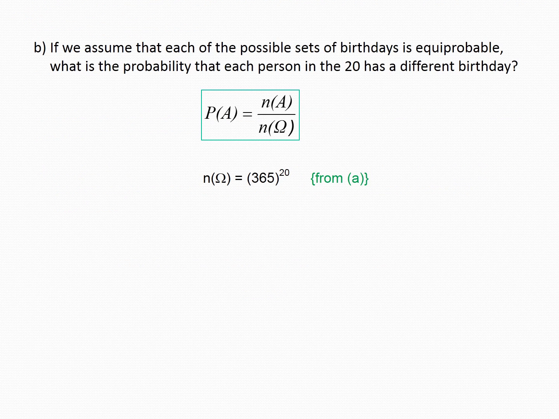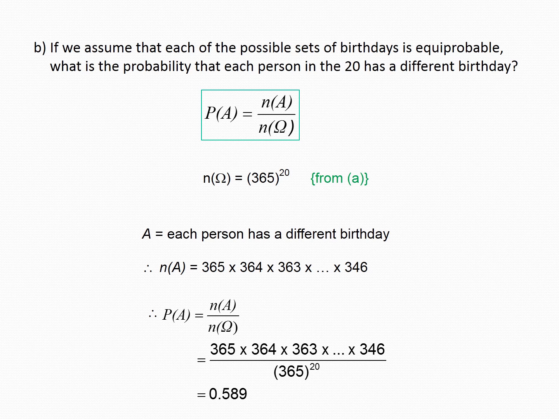The second part of the question, they assume that all the outcomes have an equal chance of occurring, and they want to know the probability that each person of the 20 has a different birthday. In part 1, we said this is the formula for calculating the probability of an event A. Now, in part A of the question, we already calculated the number of outcomes in our sample space. So now we just need to define event A and determine the number of outcomes in event A. So event A can be defined as each person has a different birthday.